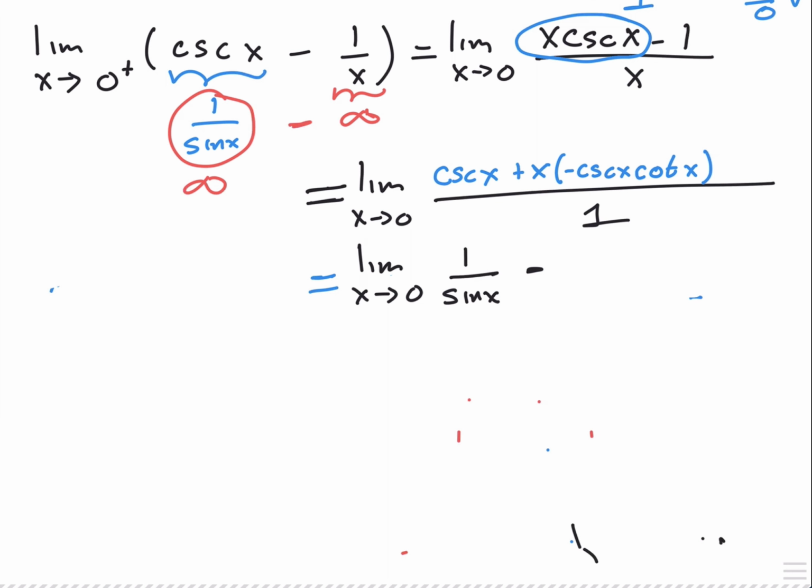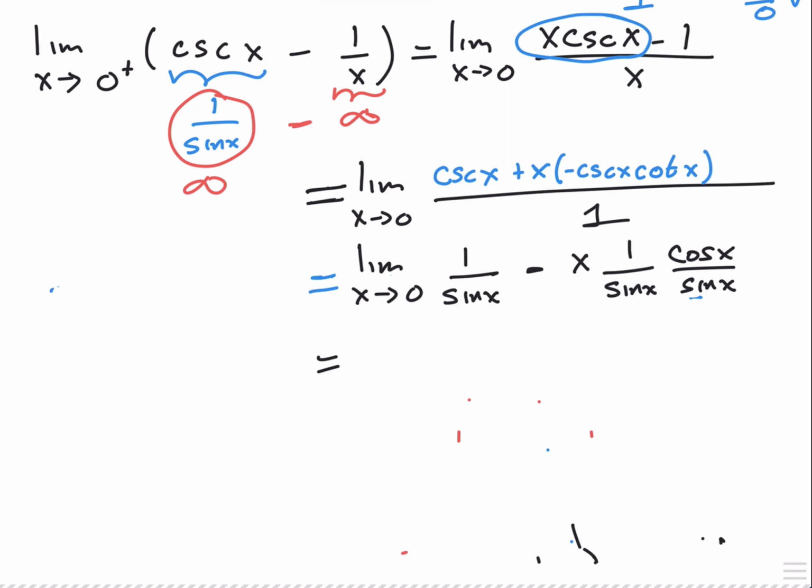So cosecant is 1 over sine x, right? And then cotangent is cosine x over sine x. Well, it's not very good, is it? Not very good at all. Let's see. What can we do?